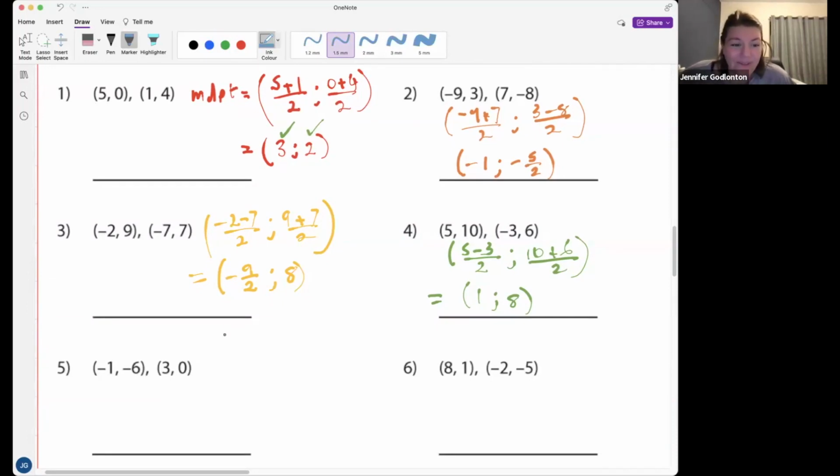Let's do 5. -1 plus 3 over 2. -6 plus 0 over 2. And we're going to land up with 2 over 2, which is 1. And then -6 over 2, which is -3.